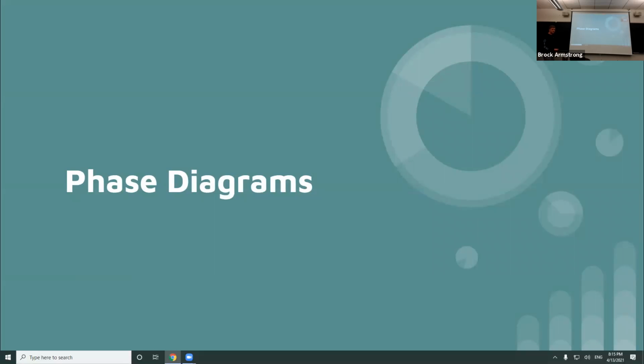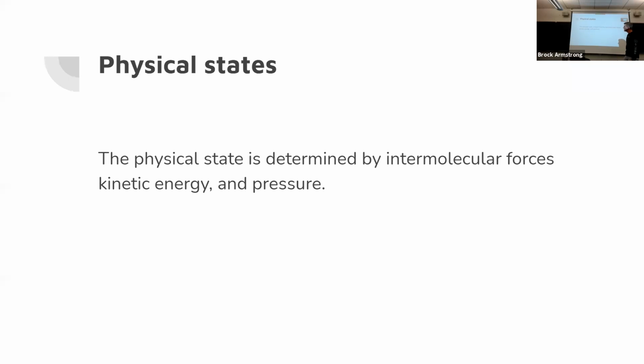All right. So today we will be talking about phase diagrams. They are the representation on a graph of the physical states of different molecules. And these physical states will change depending on three things. That will be the pressure, the temperature, and the intermolecular forces.